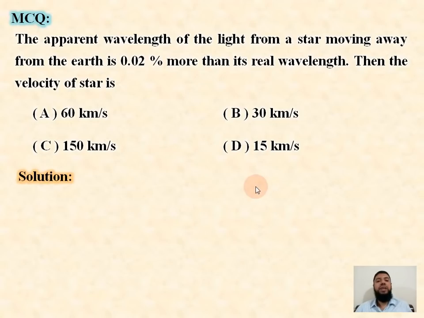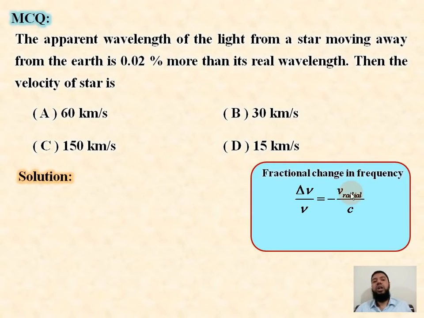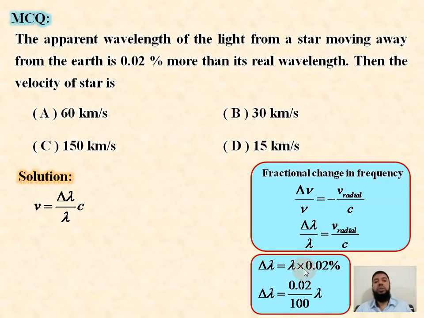We have learned that the fractional change in frequency is the ratio of the velocity of the object to the velocity of light. Similarly, the fractional change in the wavelength, delta lambda by lambda, is given by the ratio of the velocity of the object to the velocity of light. Hence the velocity of the object can be expressed as v is equal to delta lambda by lambda into c. Now we have to find the change in wavelength. The apparent wavelength is 0.02% more than the real wavelength. So what is the change in wavelength? It is 0.02% of the wavelength. Therefore, the change in wavelength is 0.02% of wavelength.